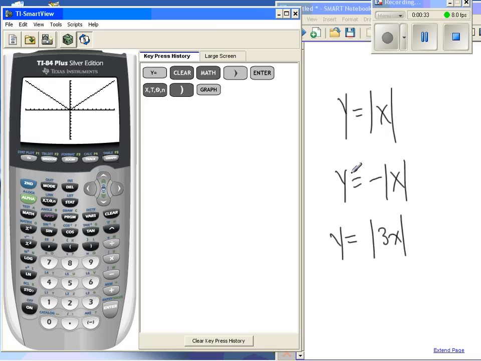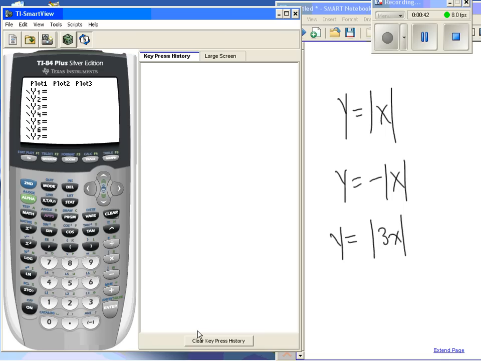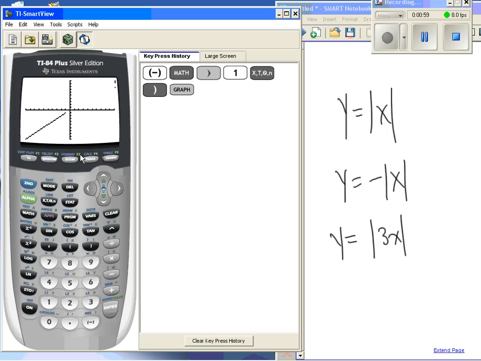There's the absolute value graph. If we'd like to graph y equals the negative absolute value of x, we go to the y equals menu. We can now clear it out. Press negative, math, number, absolute value, x, close off the absolute value with parentheses, hit graph, and it's an upside down absolute value.